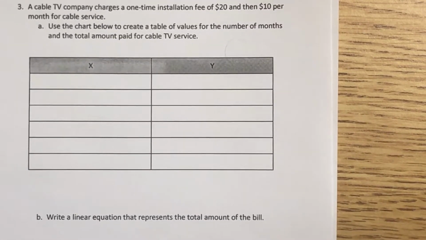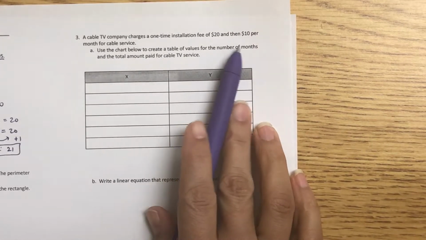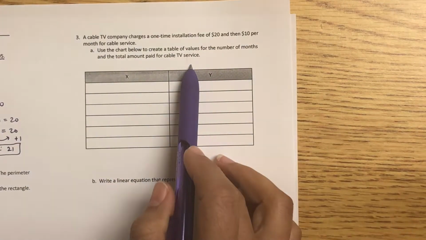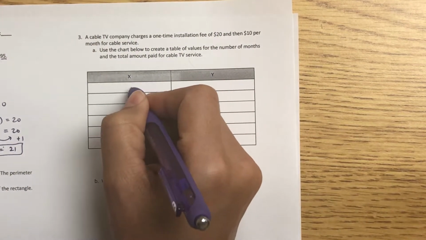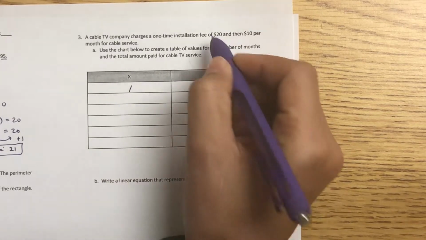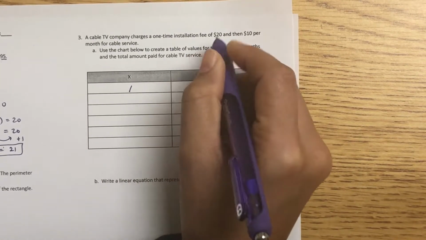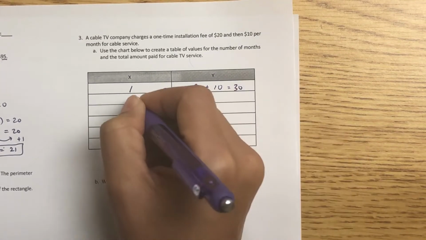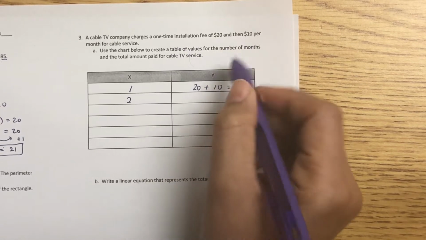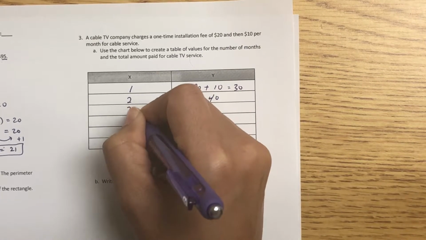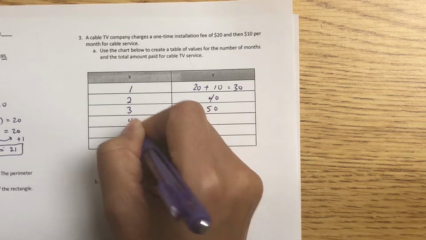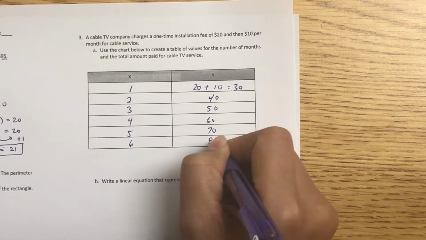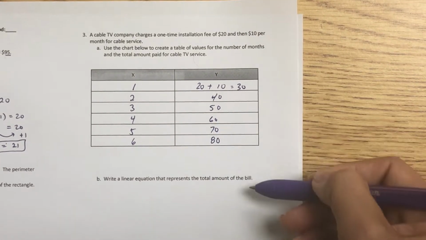A cable company charges a one-time fee of $20 and then $10 after that. Use a chart to create a table of values for the number of months and total paid. All right, so month one, you're going to pay the $20, right? Plus 10. So you're going to pay $30 the first month. Second month, you've already paid the 20. After that, it's just 10 a month. So you're going to add 10 to that. It's going to be 40. Third month, add 10, 50. Fourth month, add 10, 60. Fifth month, add 10, 70. Sixth month, add 10, 80. Okay, so that's my table.